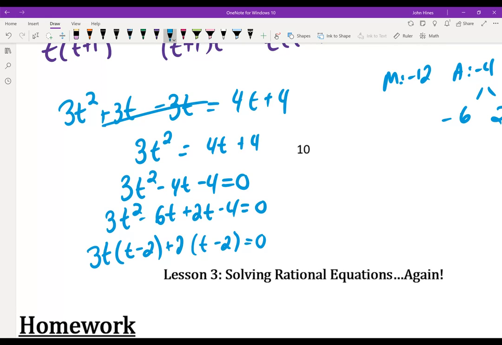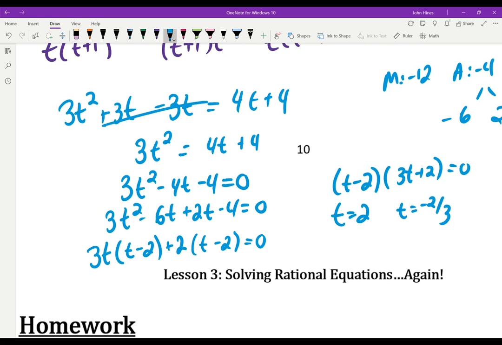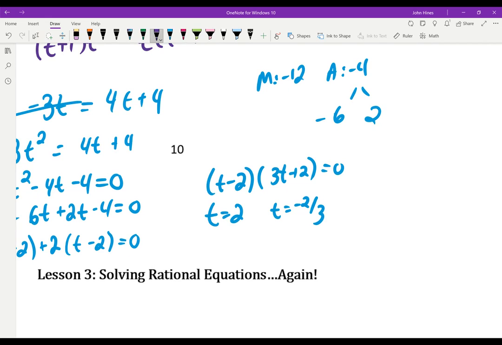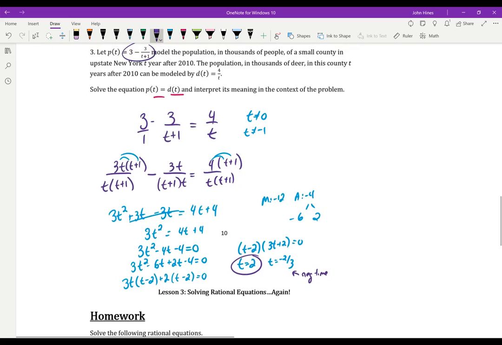I love factoring. So my factors are t minus 2 and 3t plus 2. So my solutions are t equals 2 or t equals negative 2/3, which we're talking about time here. You can't have negative time. This is negative time. So we're going to ignore that and go with t equals 2.